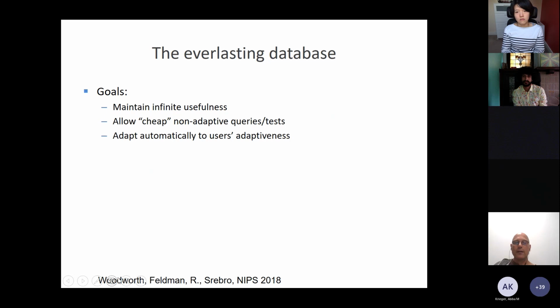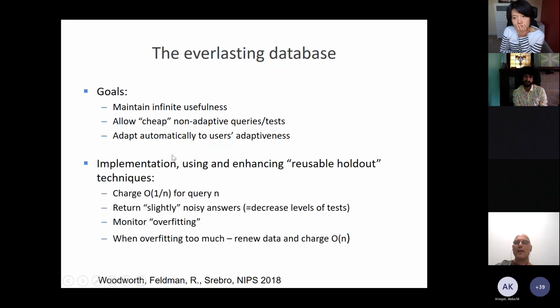And I'll just mention quickly this work that I was a part of, a minor part of, I might add, with people from computer science, for building a QPD-like version that deals with adaptive data analysis. So be infinitely useful, allow non-adaptive users to use it very cheaply, and adapt to the adaptiveness. So be cheap for non-adaptive users, be more expensive for adaptive users, and not have to ask them whether or not they're adaptive. And the implementation we developed basically accomplishes that.